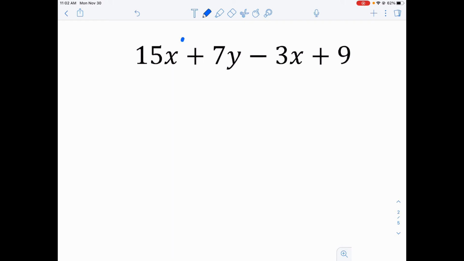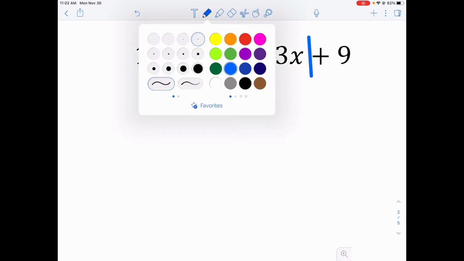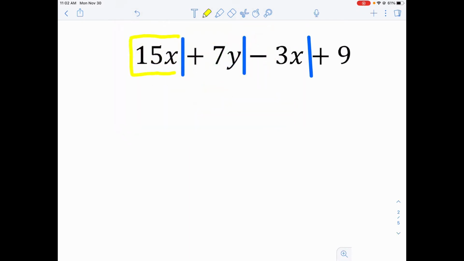First thing we're going to do, go through and split it by its terms. So looking through this, this has 4 terms in it. I'm going to start by putting a box around 15x. And now I'm going to look for all terms that are like terms to 15x, so I can also put a box around them. 7y doesn't have the same variable, so I can't put a box around it. Negative 3x, they have the same variable. Those variables have the same exponents, so I'm going to put a box around negative 3x.